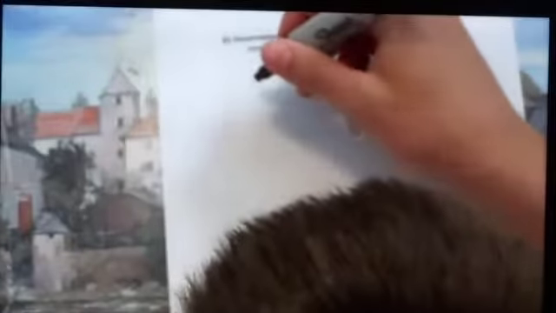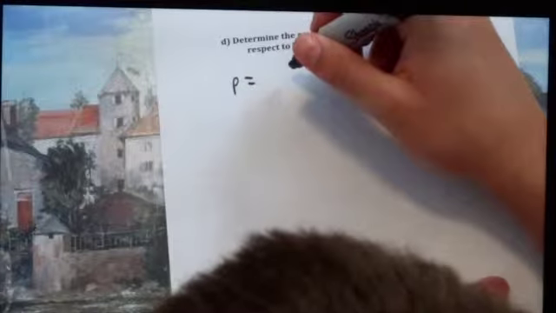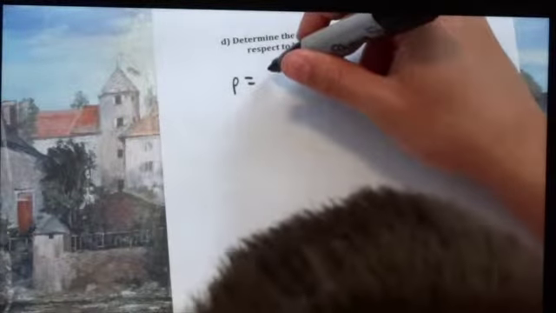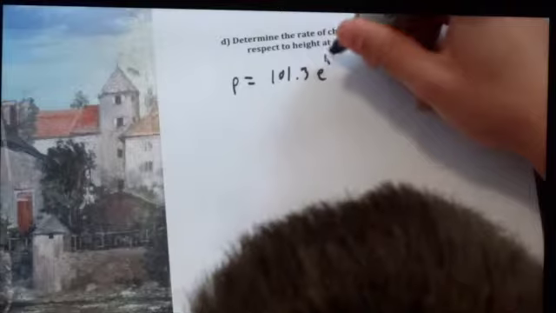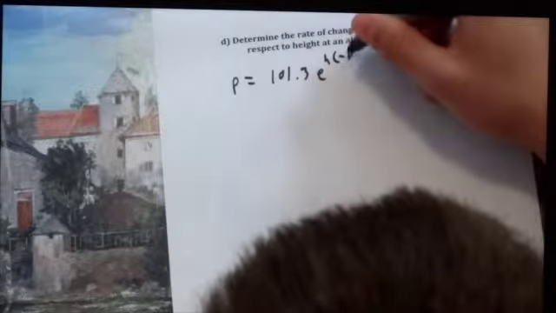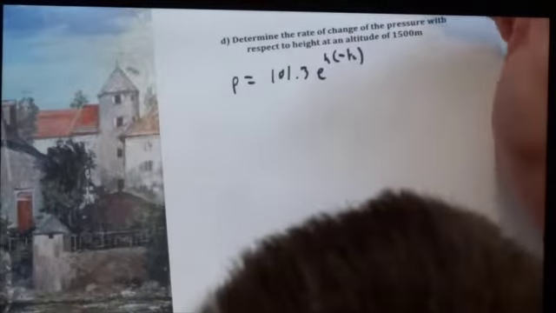Now for the last question. To solve question D, which states, determine the rate of change of the pressure with respect to height at an altitude of 1,500 meters. So this is similar to the last question, since we have to find the derivative of the equation. Our original equation is P equals 101.3, then e to the negative kh. I kind of just redid the h and the k. As we can see here, this is how we have to set it up. So we have to find P prime.